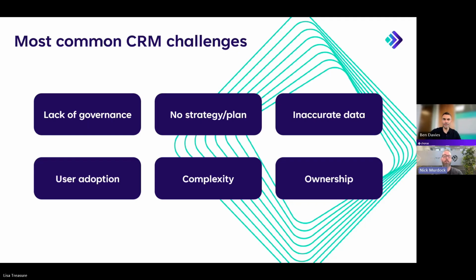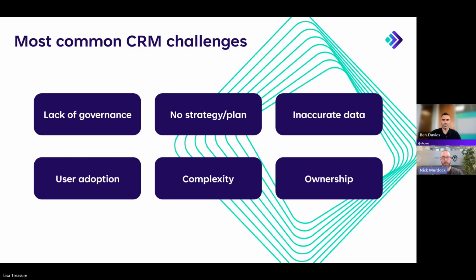But organizations need to make sure that there is a plan for how changes are managed, how they're tested, signed off, stakeholders are happy with them, and things go on into the production system. That comes hand in hand with strategy and plan. So one of the biggest things that we see is CRM systems or Dynamics systems or Power Platform systems, however you want to term it, these systems losing their way.